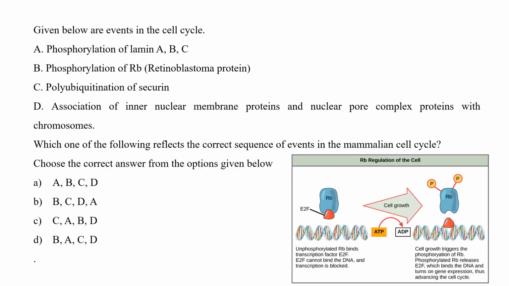So what should be the correct order? B, phosphorylation of retinoblastoma protein, which will free the E2F, so the cycle can begin. Second, the phosphorylation of lamin A, B, C, so that the nuclear membrane can be dissolved. Then C, polyubiquitination of securin, which will make sure that the cohesin can be dissolved and sister chromatids can separate to the opposite poles. And last, the new nuclear membrane will be formed. So the correct order would be B, A, C, D, which is option D. So option D has to be the correct answer.